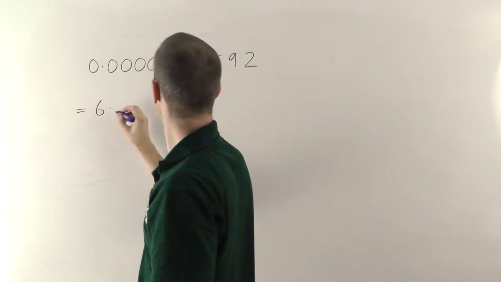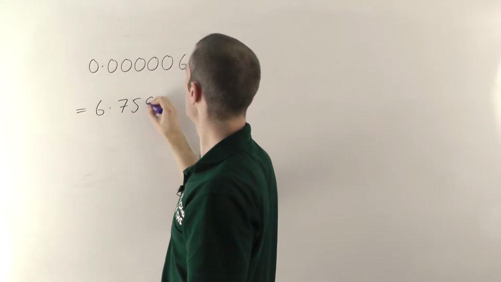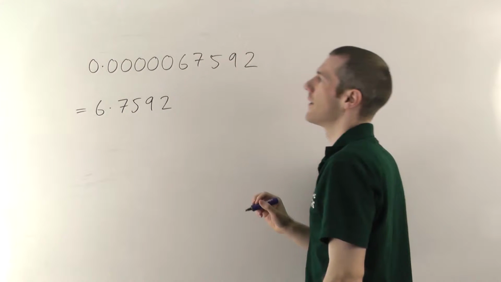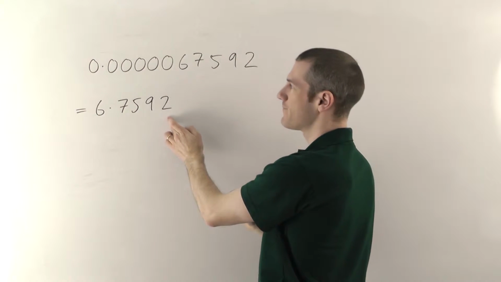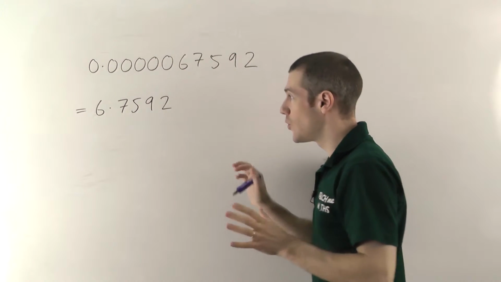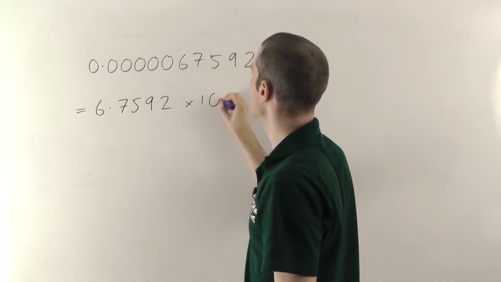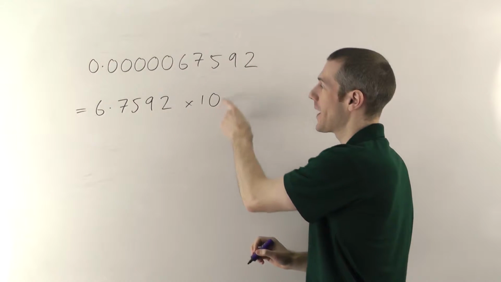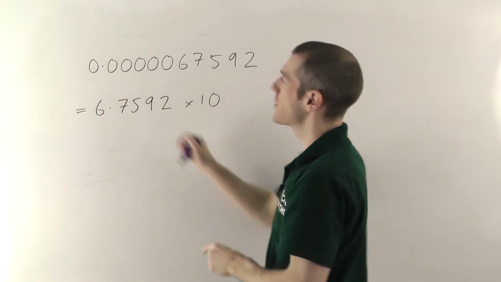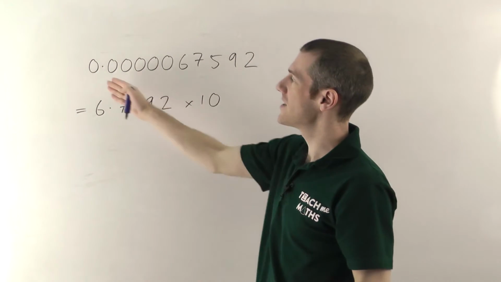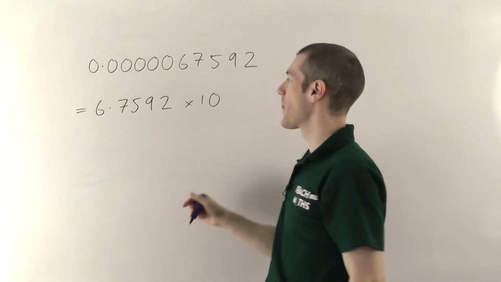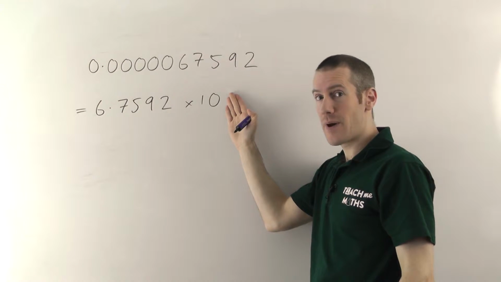So in this case, 6.7592 will be the number that's between 1 and 10. And then standard form always has that times 10 in it. You must never forget that bit, and then work out what the power is. Now because it's a small number, any number that starts 0 point something has to have a negative power.